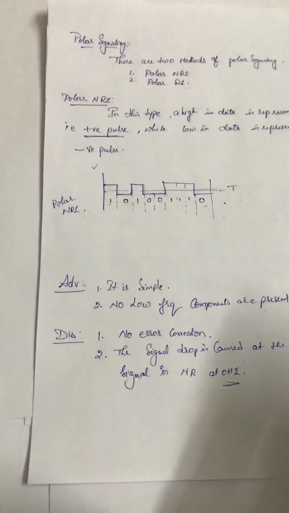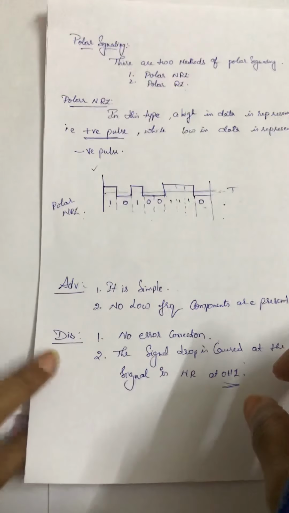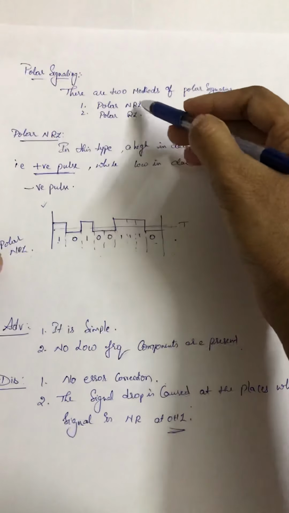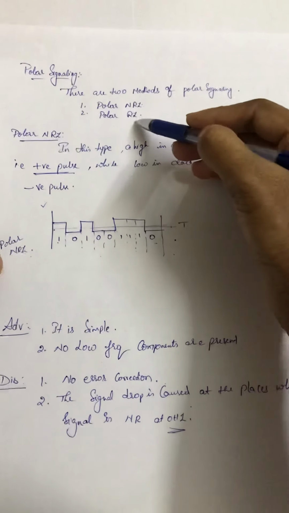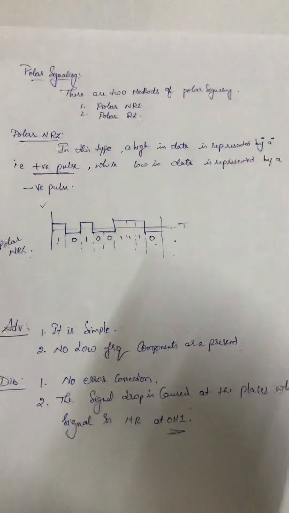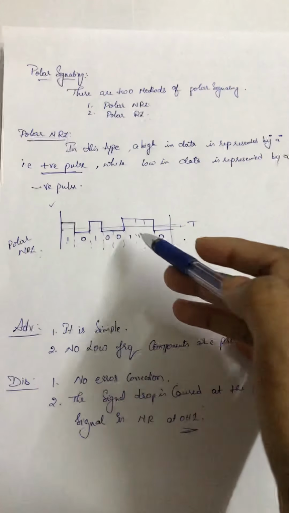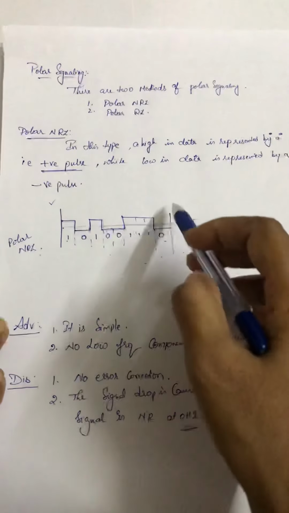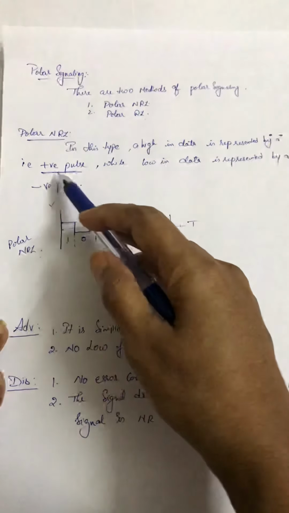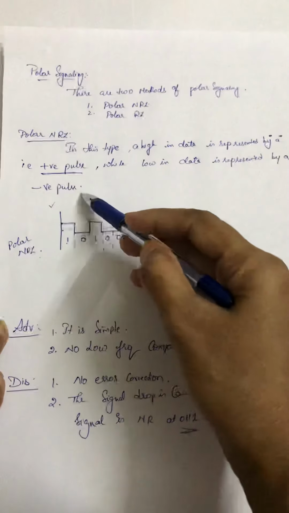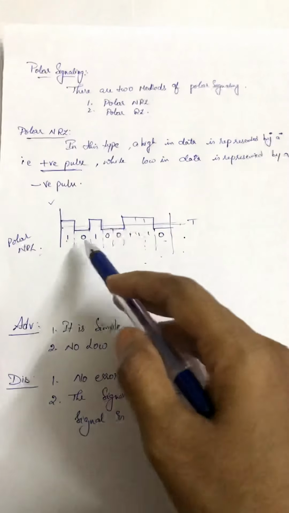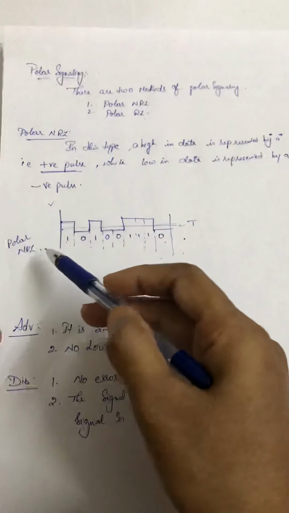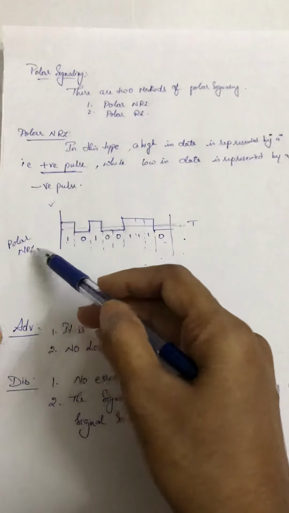Next, what is polar signaling? Again in polar signaling we have two types, non-return to 0 and return to 0. First let us see polar non-return to 0. Let us see the figure. Here high represents a positive pulse and low represents a negative pulse. High means 1, low means 0. Like that we can understand. So this is polar NRZ.